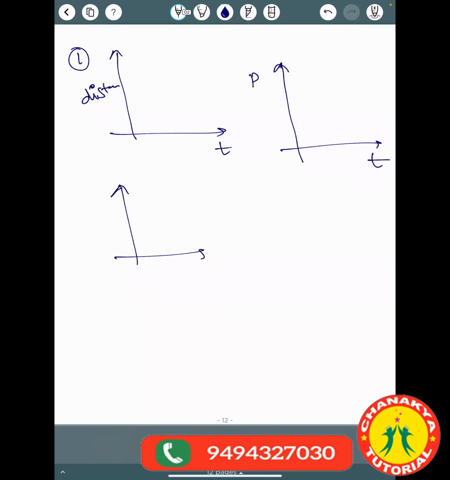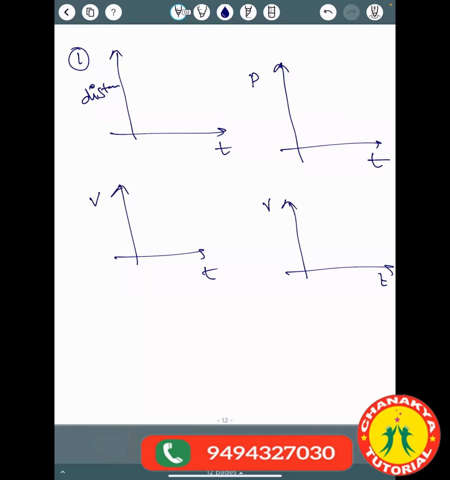Next question is, all the graphs below are intended to represent the same motion. One of them does it incorrectly. Pick it up. He's saying all the graphs are representing same motion. Which one is not representing same? First one is distance versus time. Second one is position versus time. Then third one is velocity versus time. Fourth one is also velocity versus time.